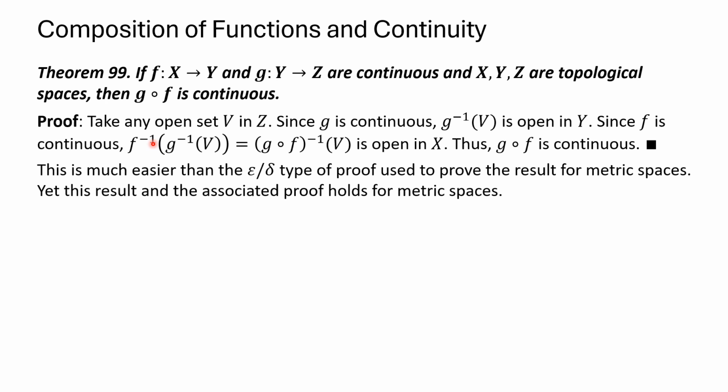And this quantity here is basically (g of f) inverse of V. And so that proves that g of f is continuous. So this is a simple proof compared to the epsilon delta type of proof that we saw when we proved this similar theorem for metric spaces. So here we have an advantage of having a more abstract structure, such as a topological space. In this case, we actually got a simpler proof. And not only that, but it applies to metric spaces and anything else that happens to be a topological space.